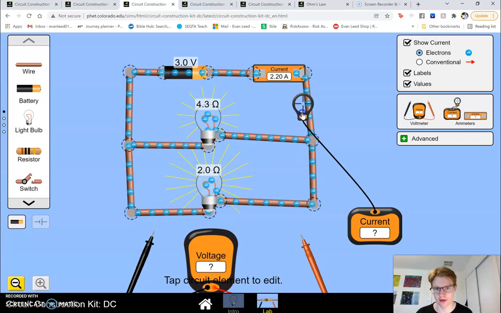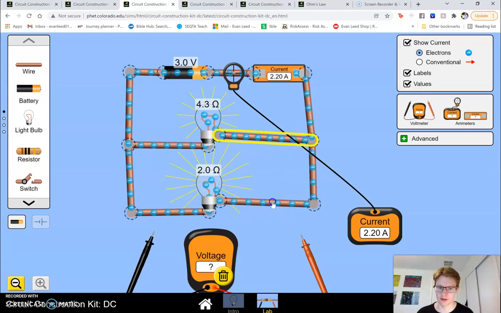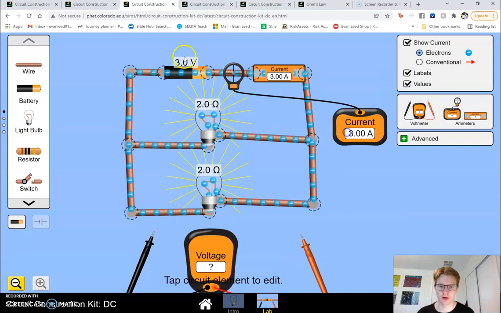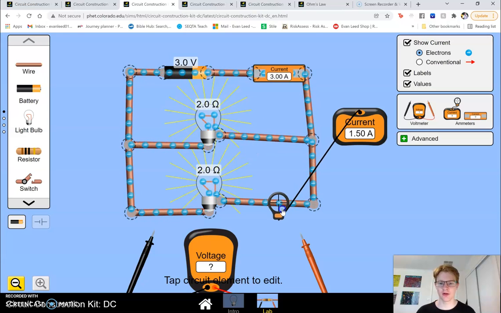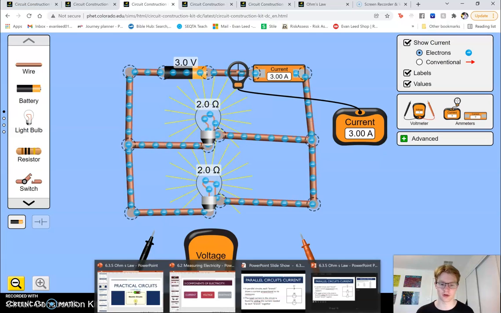Now, the total current, so the current back up the top next to the battery here, is just the sum of whatever current each of these branches have. So if I was to make it a bit more even again, so here we go. The current here is 1.5. Current here is 1.5. 1.5 plus 1.5 equals 3 amps. At the top here, it's 3 amps. So that's how you find out the total current of a circuit.